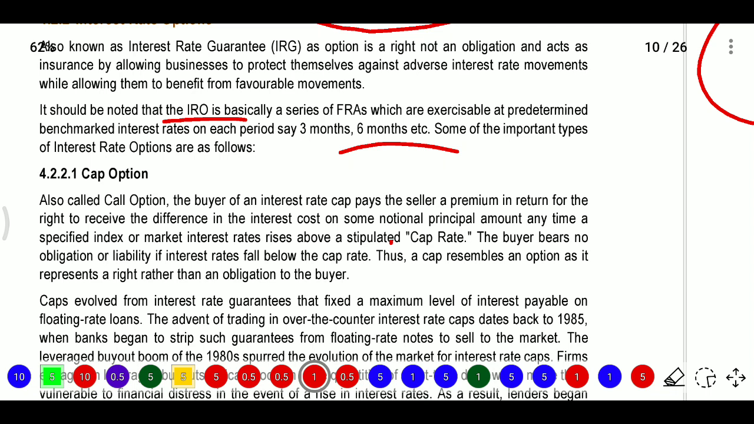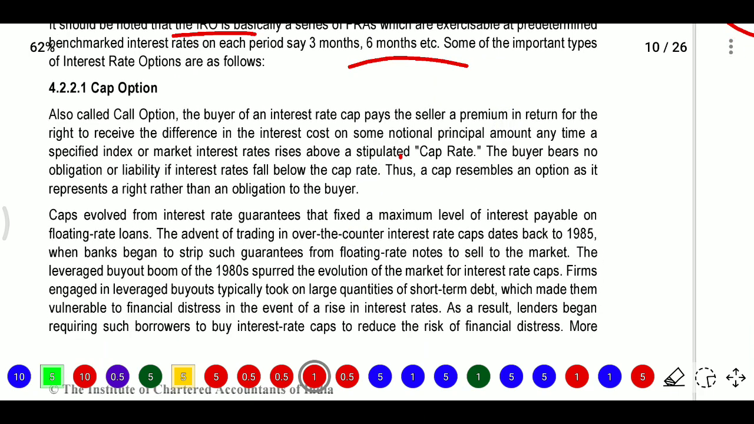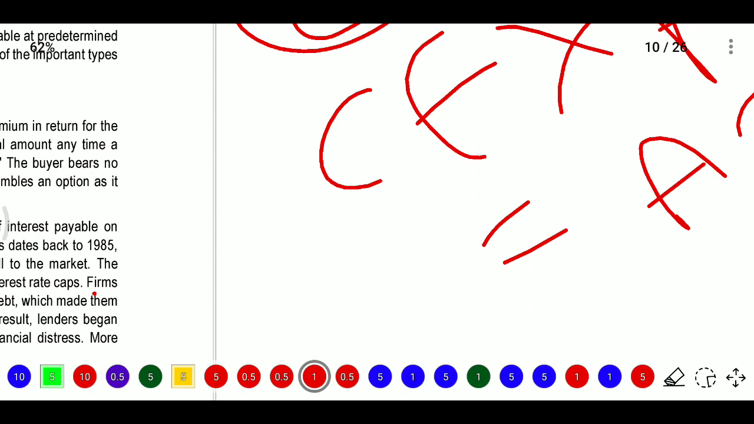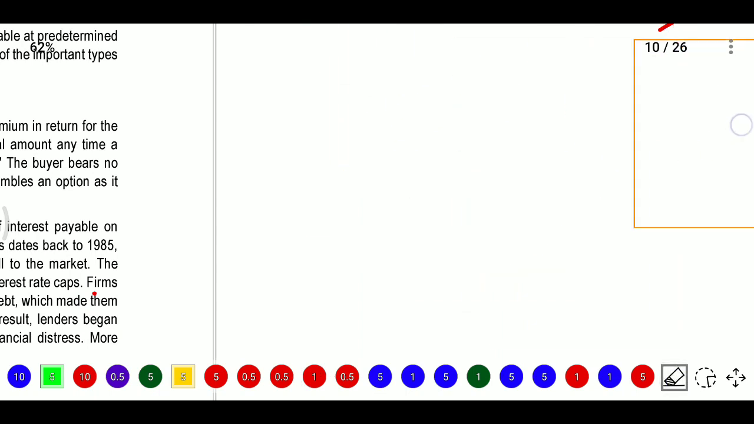Some of the important types of interest rate options are the cap option and the floor option, which will be discussed. Cap option means the call option, also called a call option. So in call options the buyer, here I think I will stop.